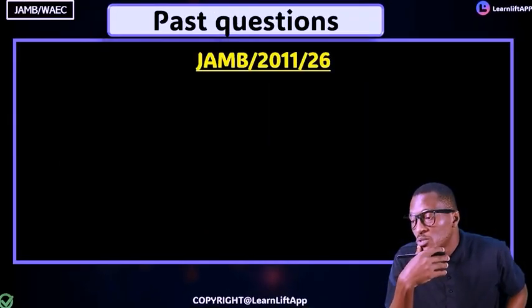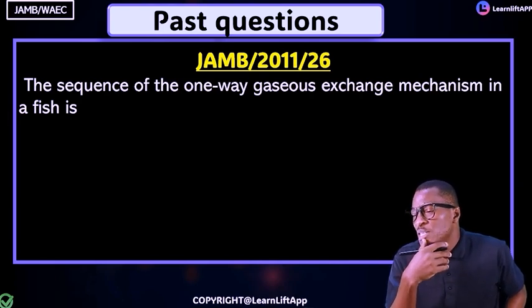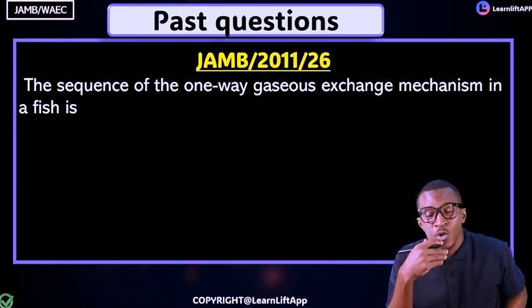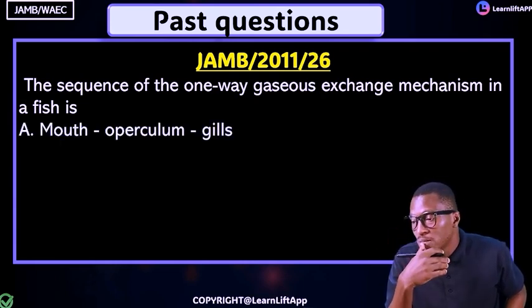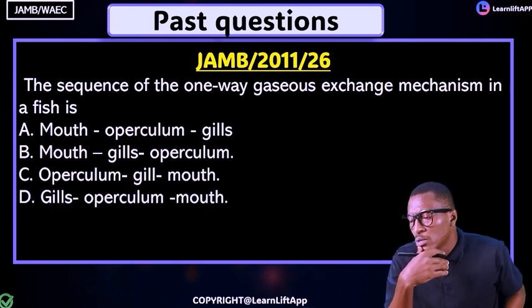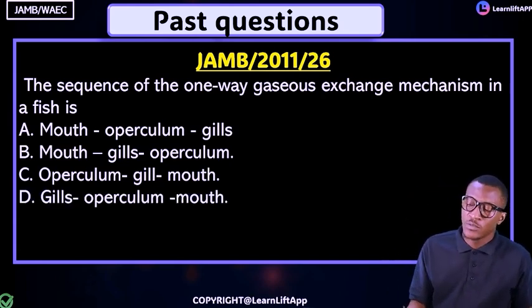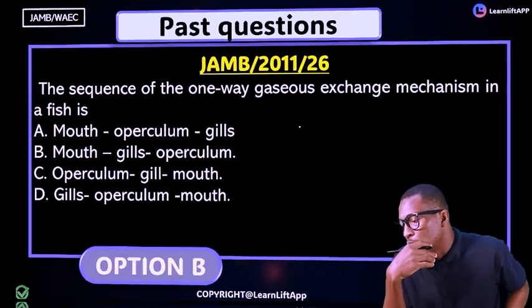Let's take more past questions. JAMB 2011 question 22. The sequence of gaseous exchange mechanism in fish. What's the sequence? Of course, we already said it enters through the mouth to the gills, from the gills to the operculum. Let's see: mouth, operculum, gills; mouth, gills, operculum; operculum, gills, mouth. What's your answer? Mouth to gills to operculum, making option D the answer.